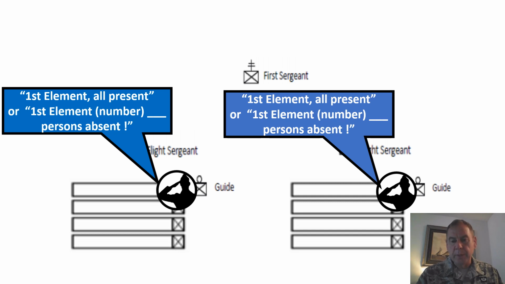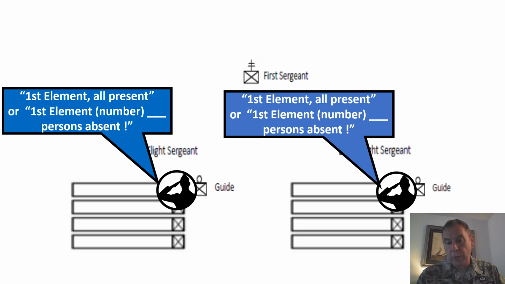And then each of the element leaders are going to report. Now, this is how you report. You extend a hand salute, and you give this report. In this case, you're going to say first element all present. If there's somebody absent, then you're going to say first element 3 persons absent, in the case that 3 people are actually absent. The important thing is also the element leader does not look at the flight sergeant. He or she looks straight forward. And the flight sergeant does not initiate a hand salute back until after the report is given. The element leader is going to hold their salute until the flight sergeant drops their salute.